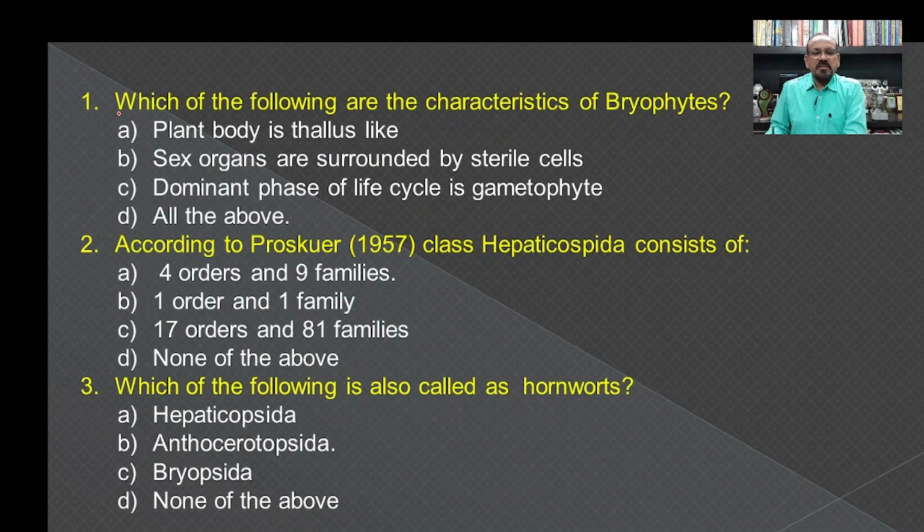The first question: which of the following are the characteristics of Bryophytes? Number 1, the plant body is thallus-like. If we see the structure of Marchantia or Anthoceros, such a type of thallus is there, that is, the root, stem and leaves are found to be absent in the Bryophyte, and hence the first statement is correct.